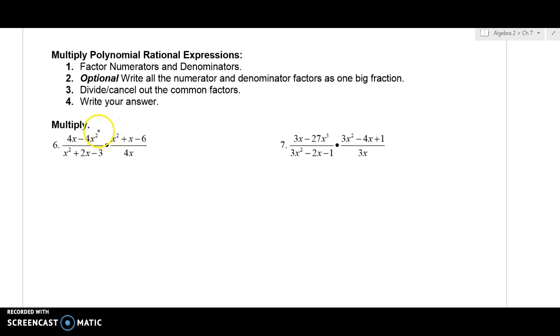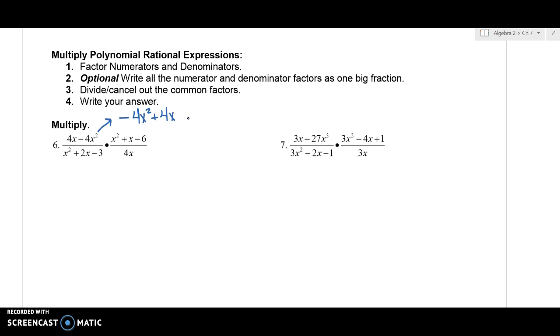A hint for this first one, do you see how the x squared term is second? And we're used to seeing the x squared term first. So I'm going to rewrite that one as negative 4x squared plus 4x. And then we're going to factor that expression. So you want to rewrite it with your x squared term first, because every time that we factor, we want that largest exponent to be first.